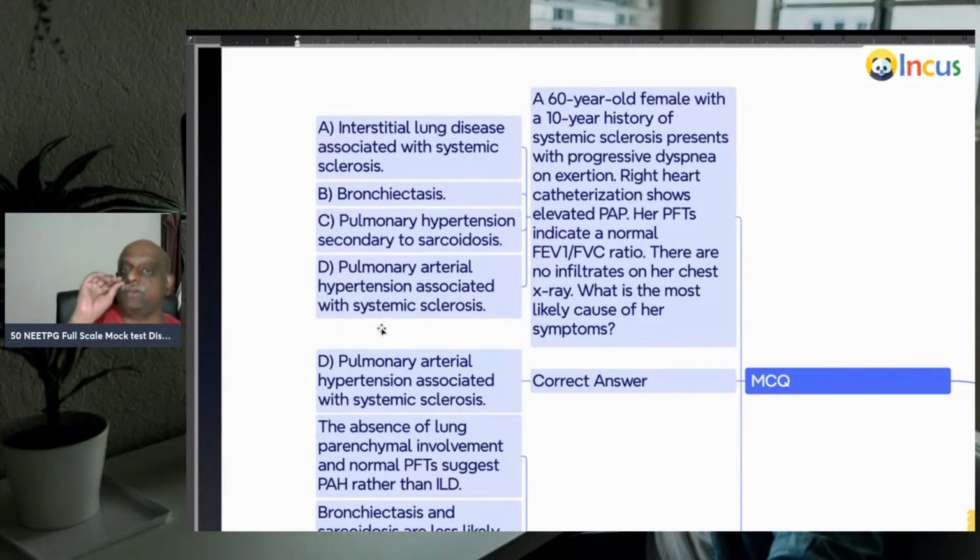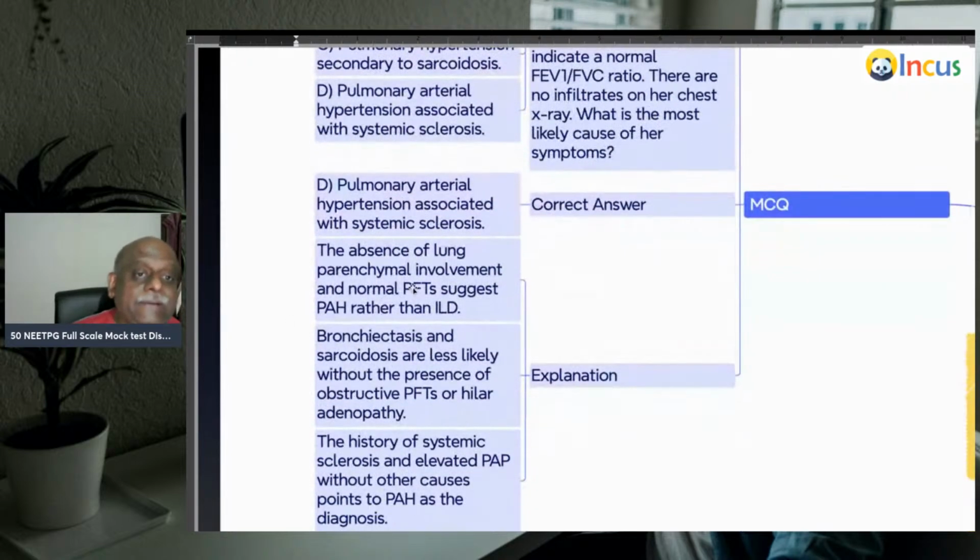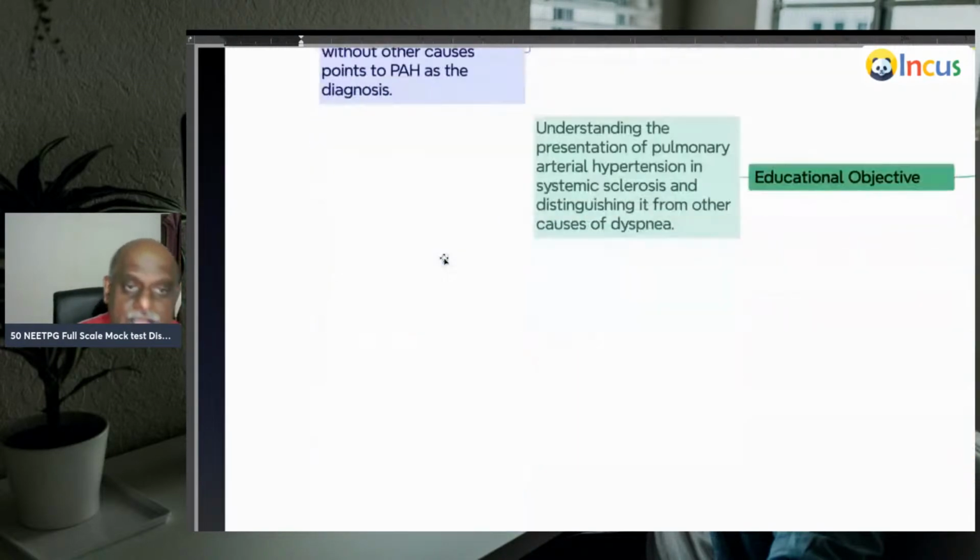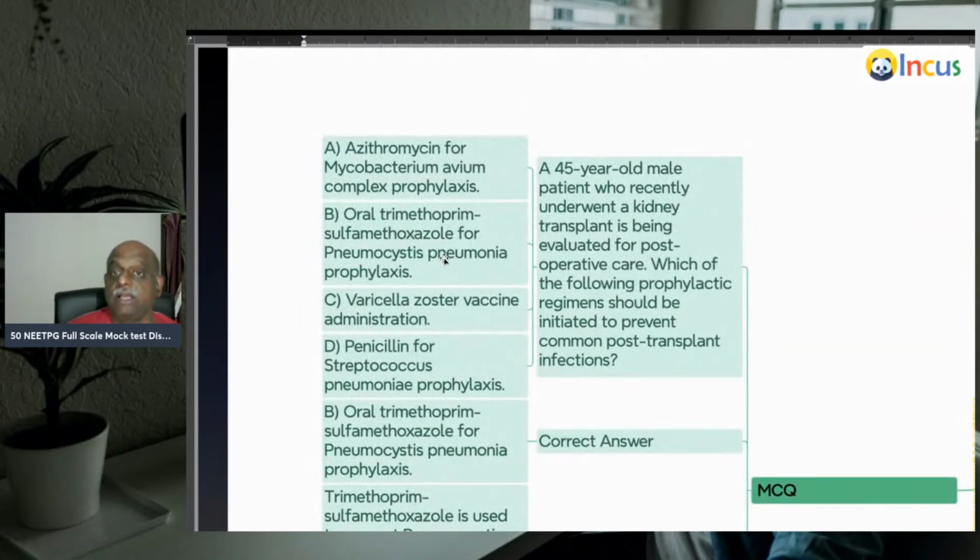A 60-year-old with 10-year history of systemic sclerosis with progressive dyspnea. So she develops pulmonary hypertension, which is one of the important complications of systemic sclerosis.